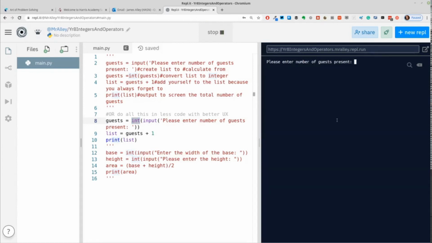So let's run the program and see what we get. Okay, please remember guest president, 16, and it gives us 17. Same as above, but with 25% less code. That's code efficiency, and that's a feature.